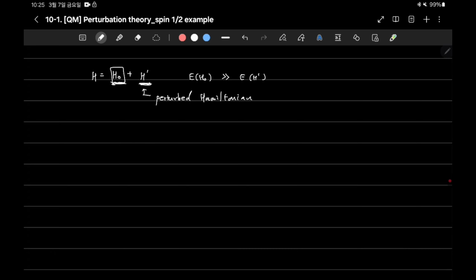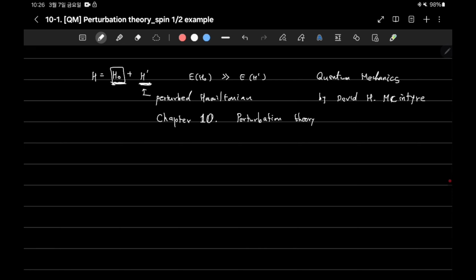Here is the basic assumption. Chapter 10 is not the limit, because my textbook is Quantum Mechanics by David H. McIntyre, published by Cambridge University Press.